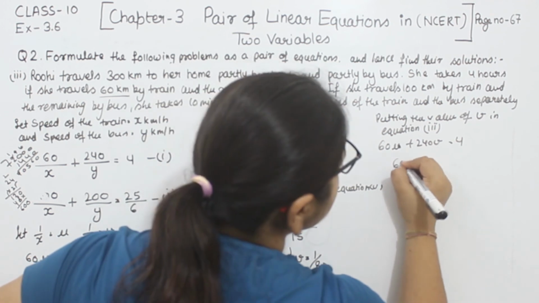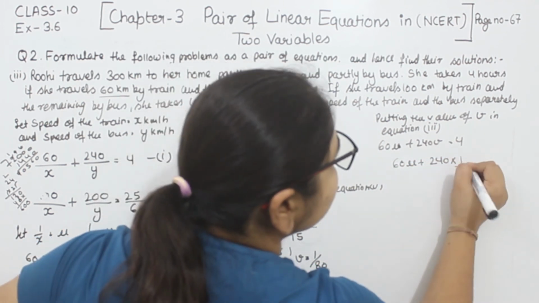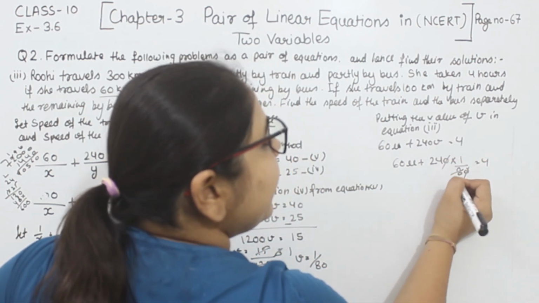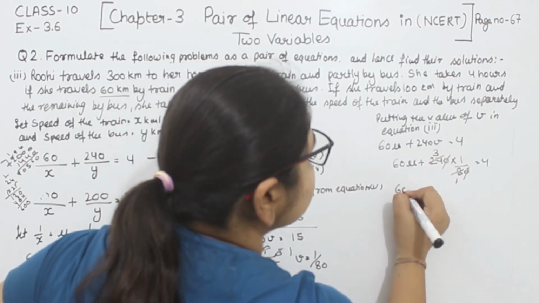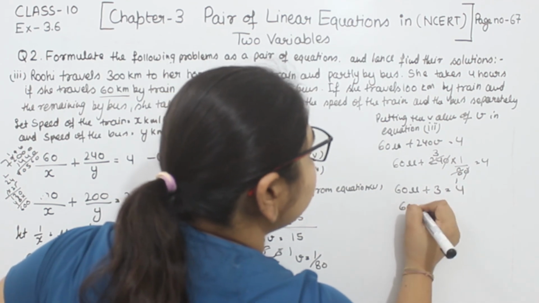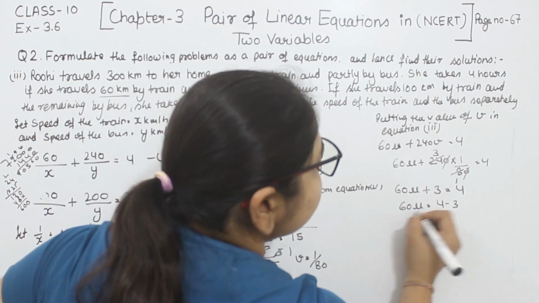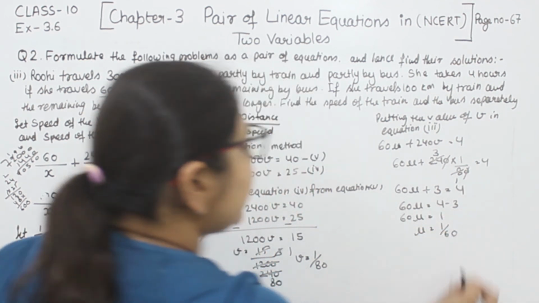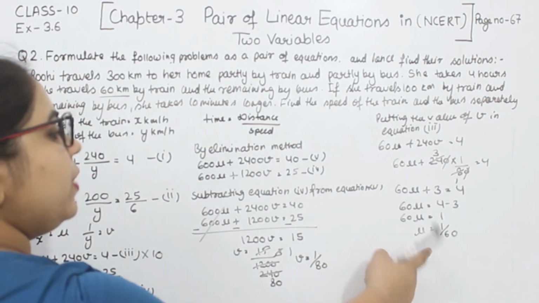Now here we are having 60u plus 240 multiplied by v, which is 1 upon 80, equal to 4. 0 is cancelled from 0. 8 1s are 8, 8 3s are 24. So we are having 60u plus 3 equal to 4. Now we have to transpose this 3. So we are having 60u equal to 4 minus 3, which is 1. U we are having as equal to 1 by 60. V we are having 1 by 80. U we are having 1 by 60.